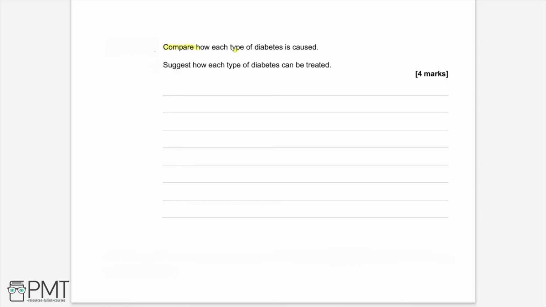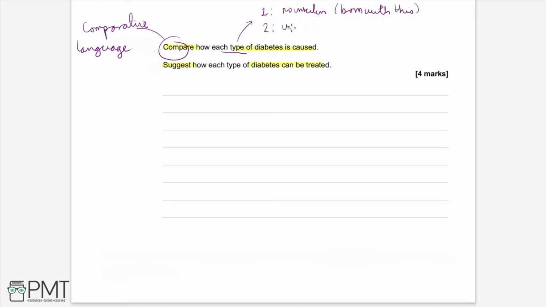Compare how each type of diabetes is caused. Suggest how each type of diabetes can be treated. Now, since it says compare in the statement, we must make some comparative statements using comparative language. So let's think about each type of diabetes. Type 1 is one that you are born with, and it is where your body produces no or insufficient insulin, whereas type 2 is an insensitivity to insulin due to genetic and environmental factors.